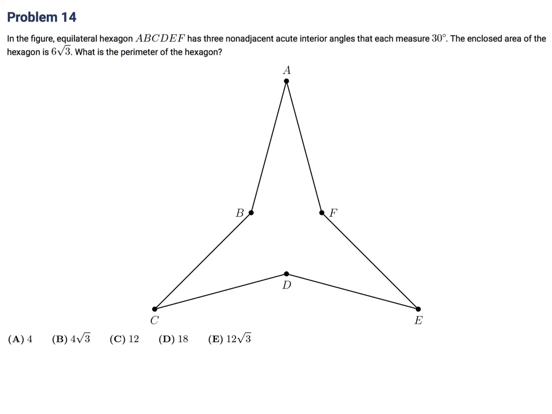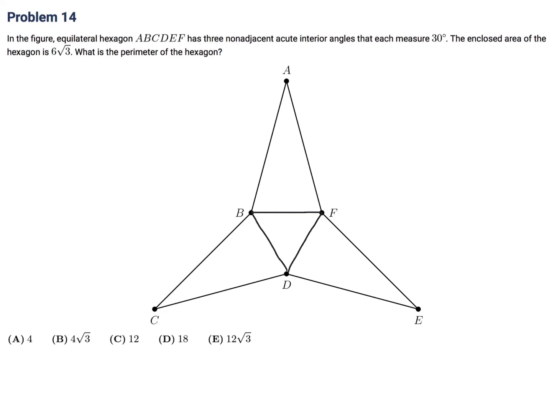Problem number 14, I should say. In the figure, equilateral hexagon ABCDEF has three non-adjacent acute interior angles that each measure 30 degrees. The enclosed area of the hexagon is 6 root 3. What is the perimeter of the hexagon? So first I have to sort of connect some lines here, like that.